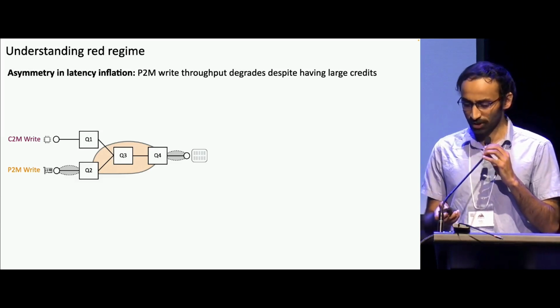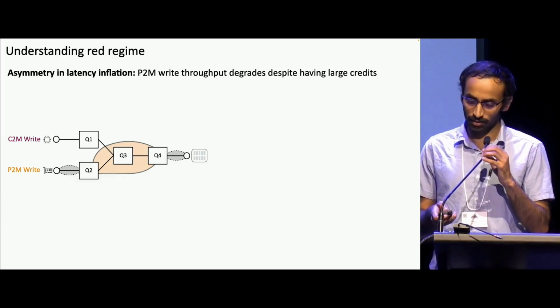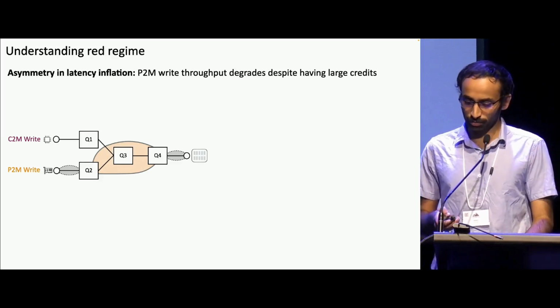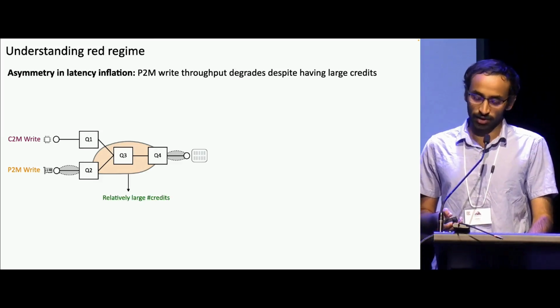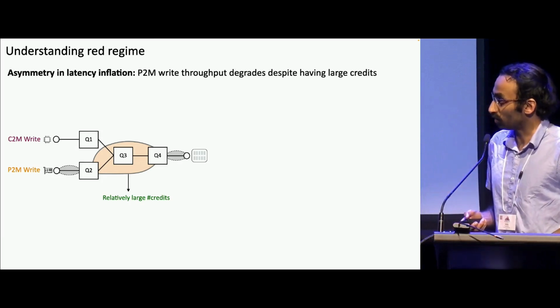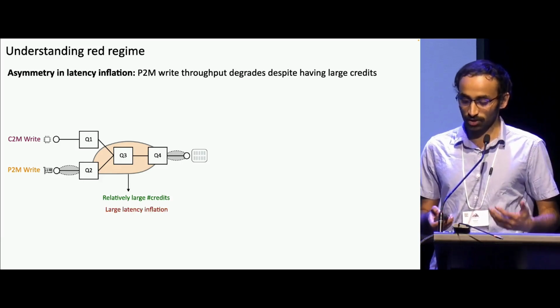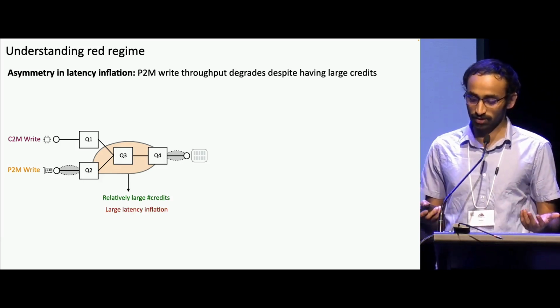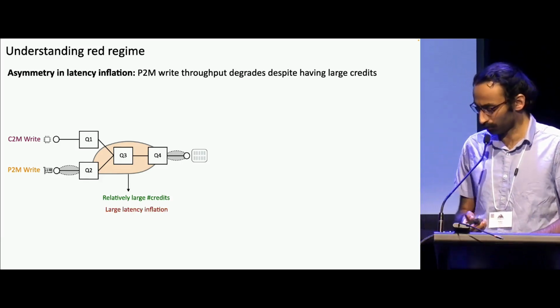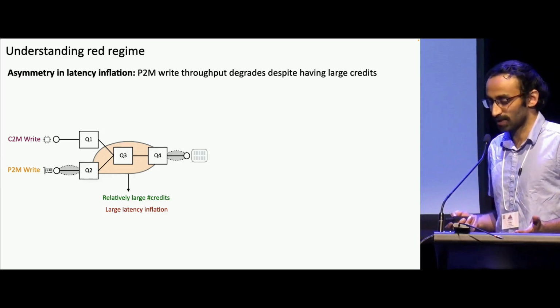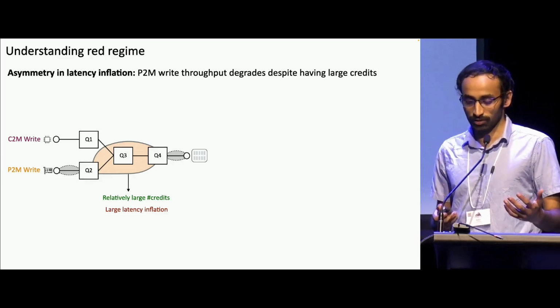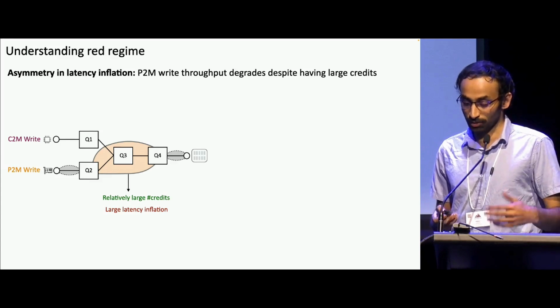Now this domain in the middle that is highlighted in color, similar to the P2M read case, has a relatively large number of credits. However, in this regime, we see such large latency inflation that these credits get exhausted and it ends up becoming the bottleneck. And the reason for this latency inflation turns out to have to do with the way C2M write domains work.